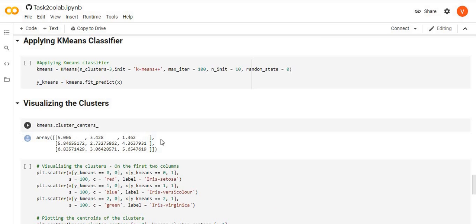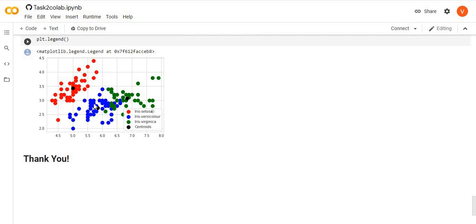Then here we are finding these cluster center values and finally we are plotting the clusters. Here one can clearly see that this black color represents the center of that cluster and these are the 3 regions of those clusters. This is all about k-means clustering of iris dataset.